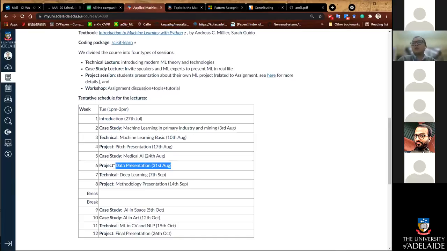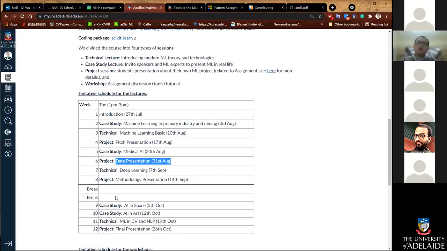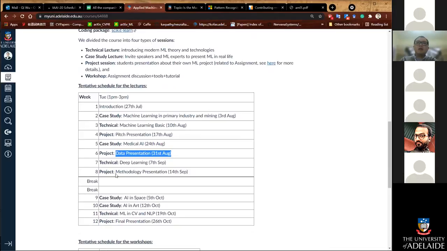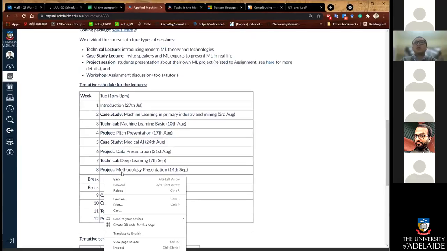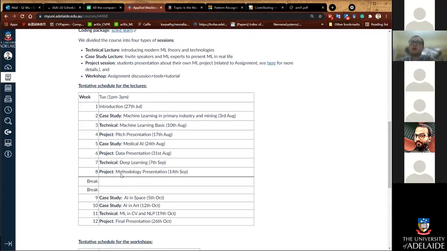This is about the data presentation. You need to discuss what the data source is, and what kind of things you can learn from this data. So that's the data presentation. We also have the methodology presentation, around September, which is the third project session. In this project session, you also have to do another presentation about what kind of algorithm you want to use to solve this problem.